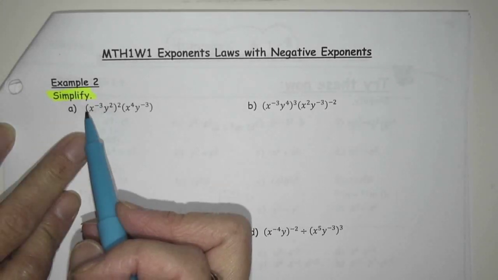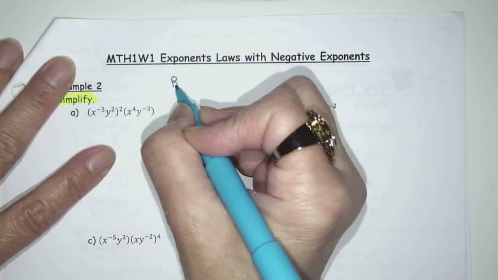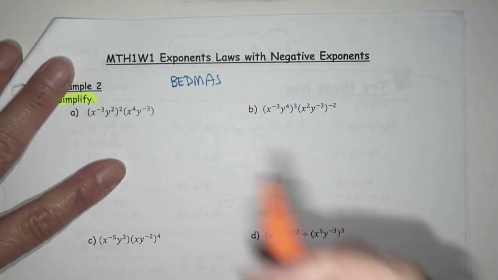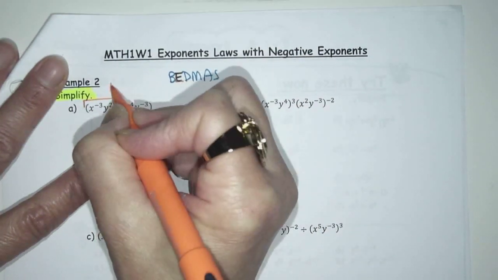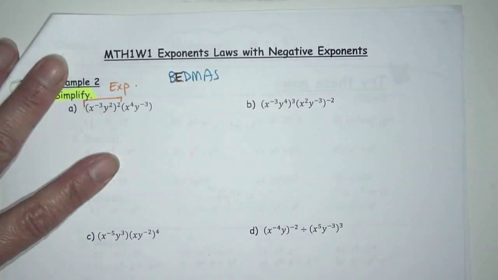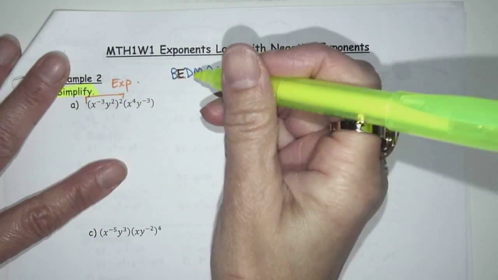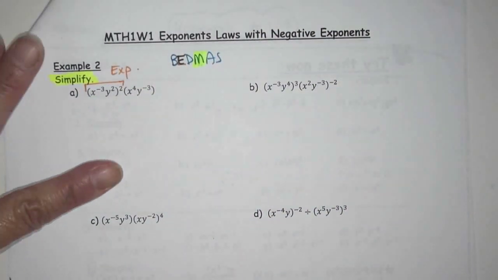So when you look here, you can see there's multiplication, and there's also the exponent. So according to BEDMAS, you want to do the exponent, this part here first. So that's the exponent part. Okay, so the exponent part first before we do the multiplication. There is multiplication, yes, and that's between the two brackets, but we want to do the exponent first.